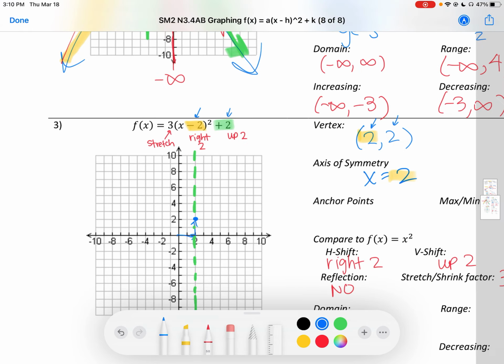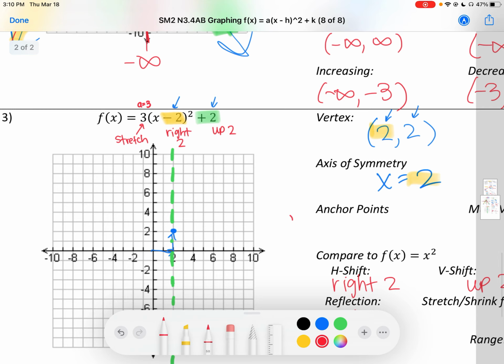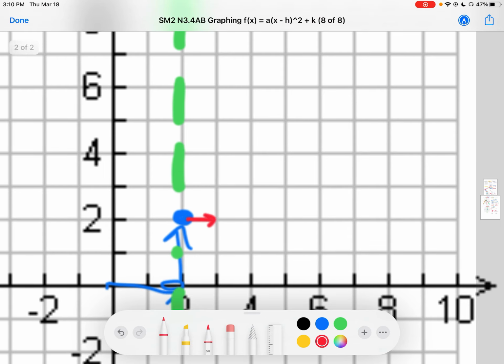All right, my anchor points. Okay, let's look at this A right here. A is 3. A equals 3. That's how I get my anchor points, okay? That's important for my anchor points, okay? So I'm going to start at my vertex. I'm going to go over 1 on both sides. I always do that, over 1 on both sides.